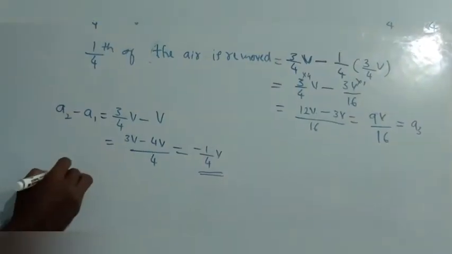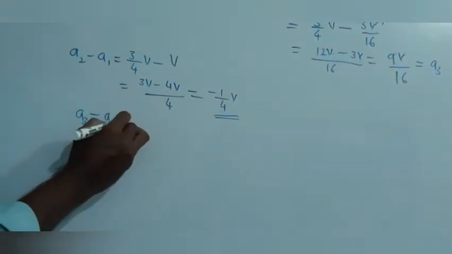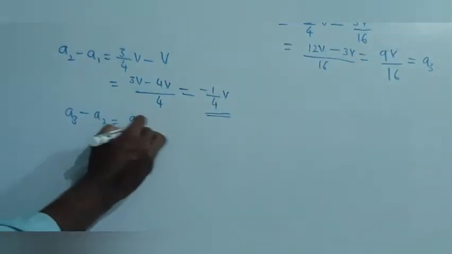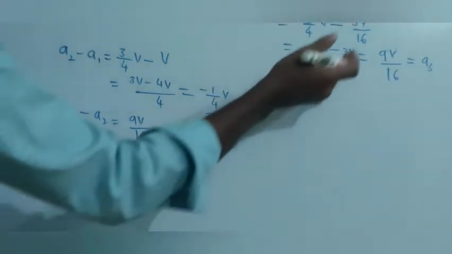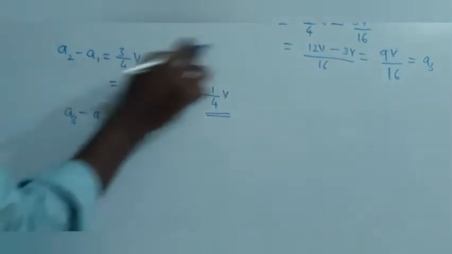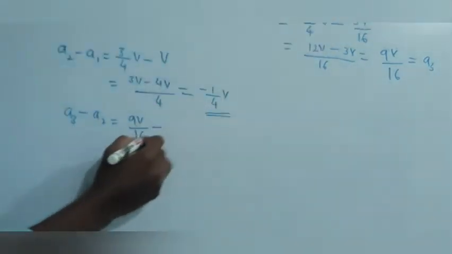Okay, next A3 minus A2. What is A3 here? 9V by 16. So 9V by 16 minus, what is A2? That is 3V by 4.